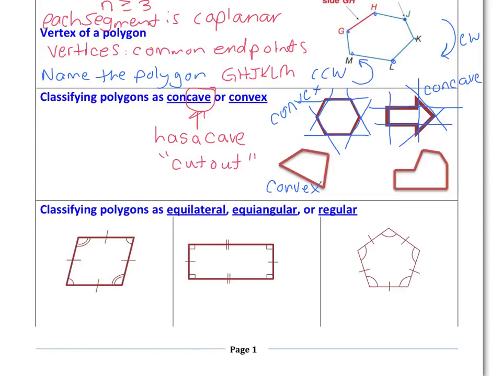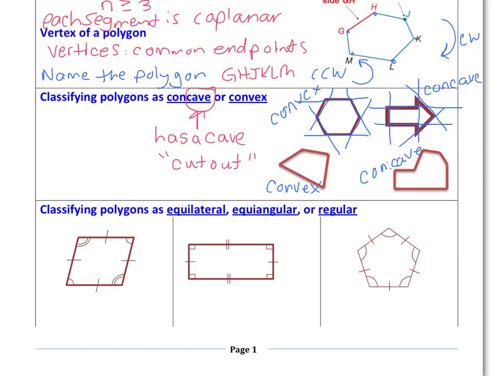And this thing here that maybe looks like, I don't know, an old-fashioned cradle or something, this would be concave because it does have a cutout. This is a C, by the way. It looks like an E, but it is a C. All right, so concave, convex.